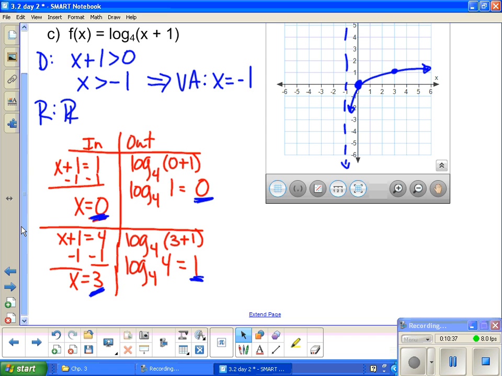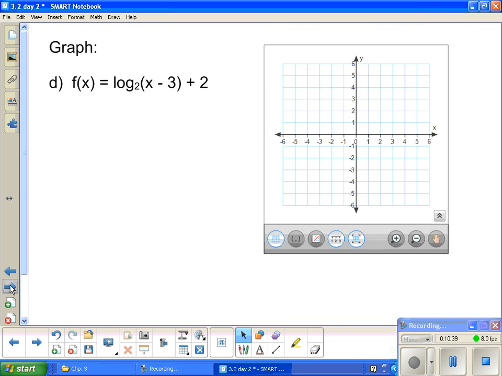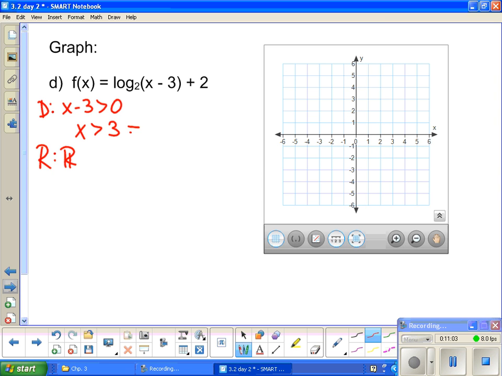Okay, now let's put it all together where I have everything. All right, so let's look at this. Domain: x minus 3 greater than 0, so x greater than 3. Range, all real numbers. Again, this defines my vertical asymptote, so x is equal to 3.